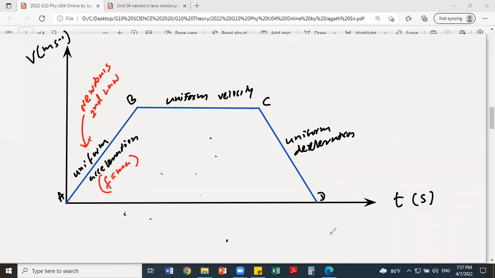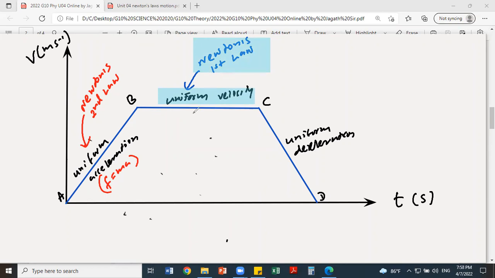No need, you can quickly draw this in your writing book or in the theory itself. So uniform velocity is what? Uniform velocity means Newton's first law. Why? Uniform velocity means forces are balanced. For the velocity to be uniform, forces must be balanced. Is that clear? B to C, uniform velocity, Newton's first law. What are the two main facts of Newton's first law? Either at rest or travels with uniform velocity.